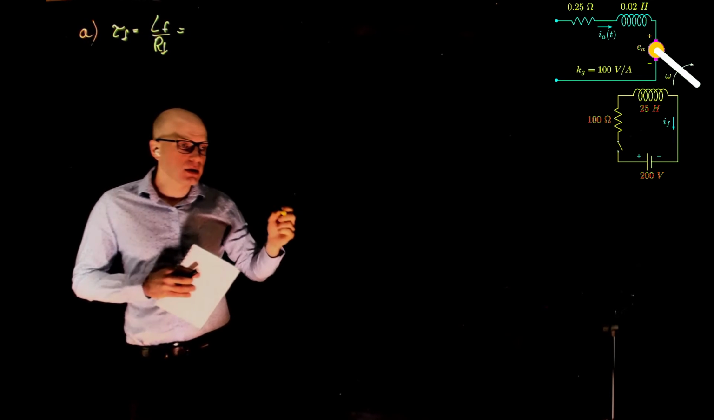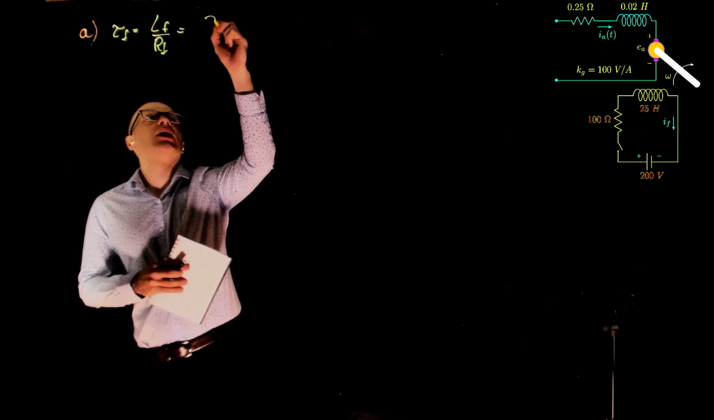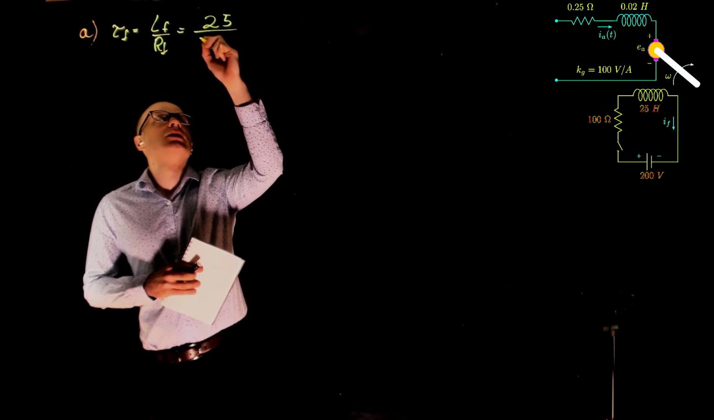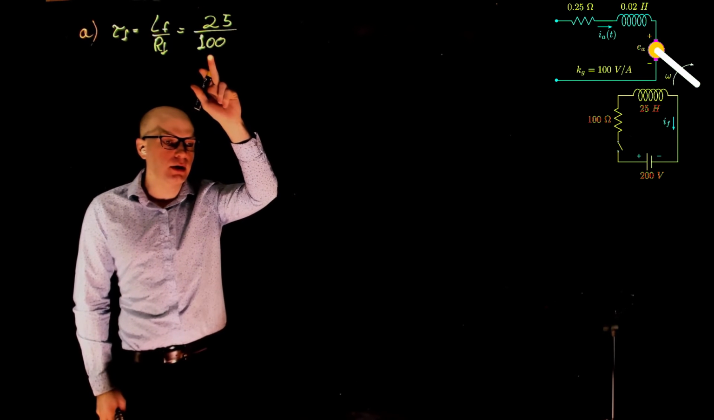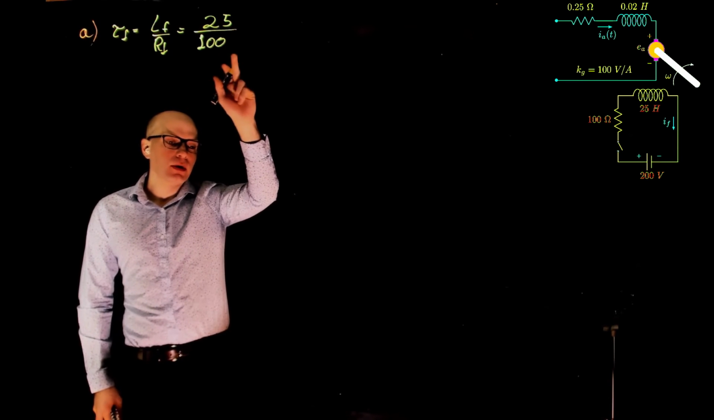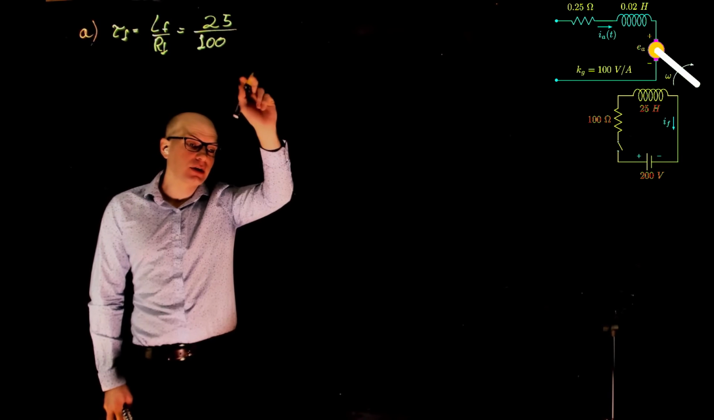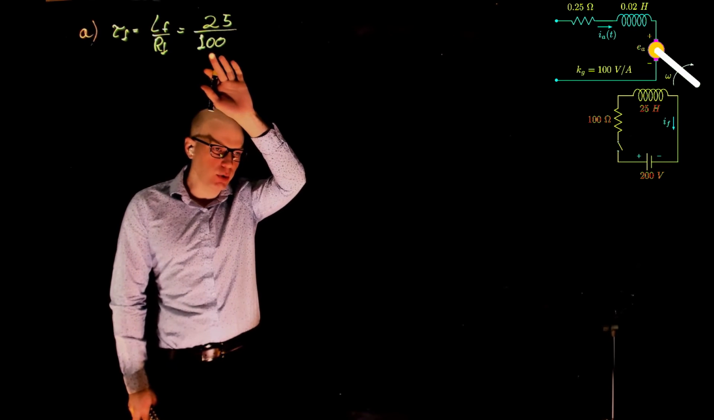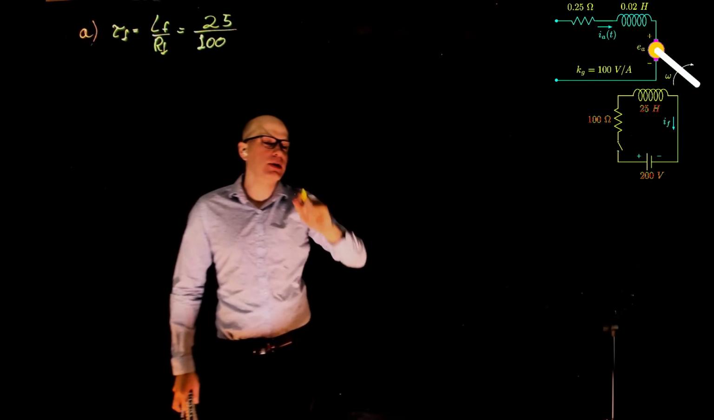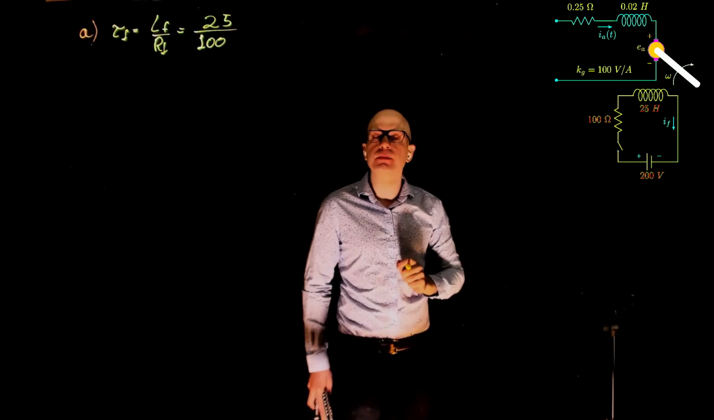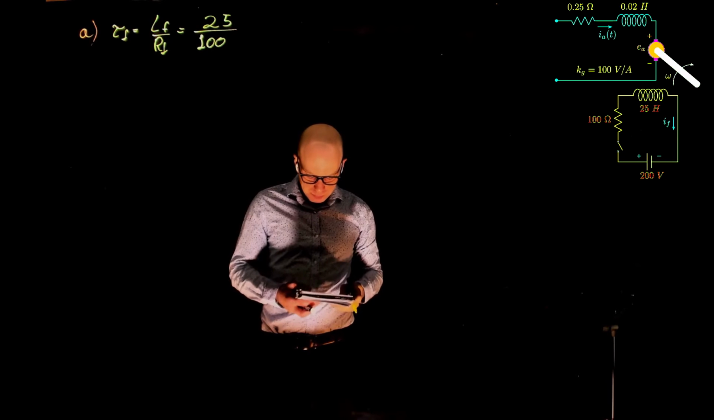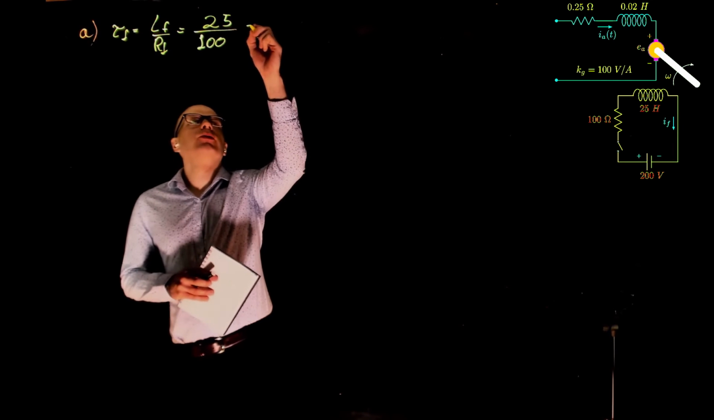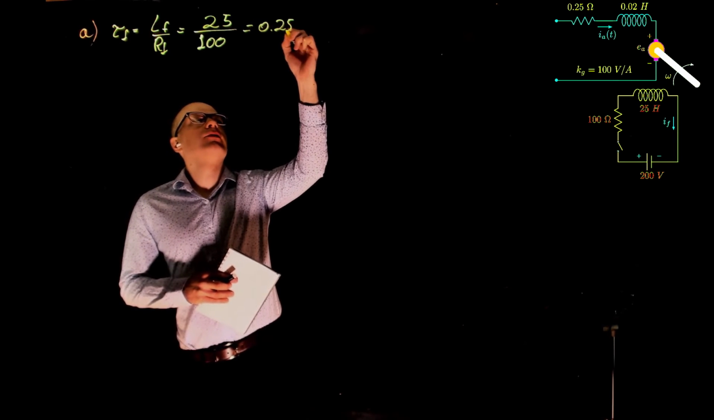And in this case, that would be 25 henries divided by 100 ohms. You see how high the inductance is, and the resistance is also very high. So that tells you how many turns are in there, right? Quite a few to get you to 100 ohms. You must have a few kilometers of wire there, and 25 henries as well. So this gives 0.25 seconds.